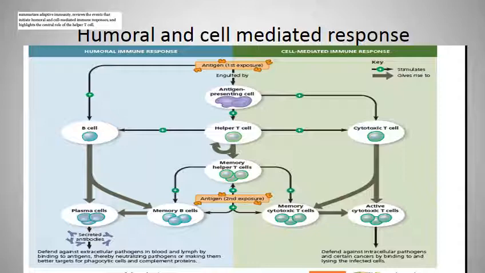Second exposure to the same antigen, what will happen? These memory T cells are activated, which activate the memory cytotoxic T cells and memory B cells. And they can produce the effector plasma cells or the effector cytotoxic T cells, which produce a stronger and rapid response to the pathogen.